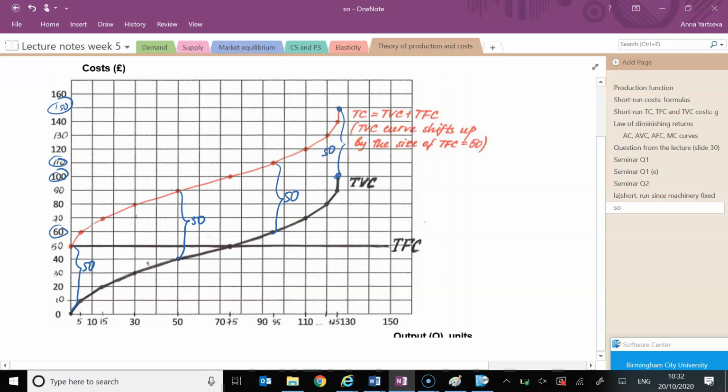So the distance between these two curves is always 50 pounds. We take black line, total variable cost line, and shift it up by 50 pounds. We impose additional 50 pounds on top of the variable cost.